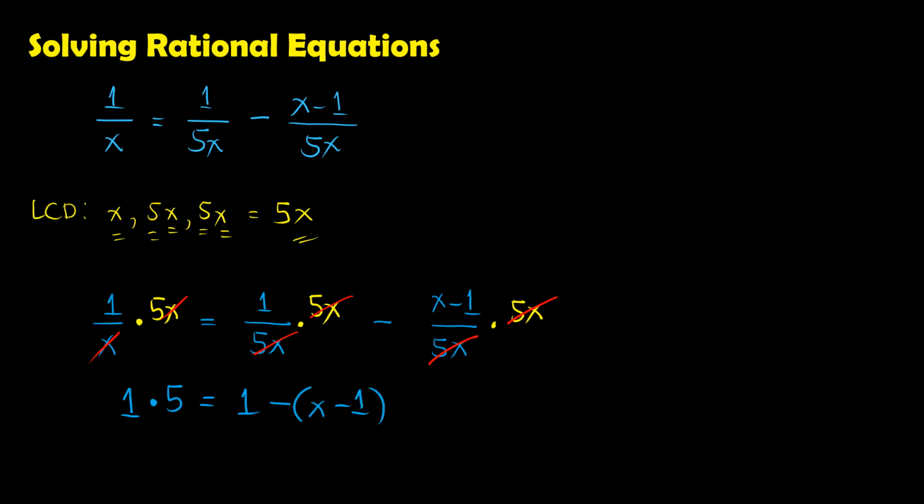So, what is 1 times 5? Tuturo natin yung mga natira ha. So, you have 1 times 5. Cancel na yung x. Dito, cancel na pareho yung 5x. So, 1 ang natira. Ito yon. Then, minus.